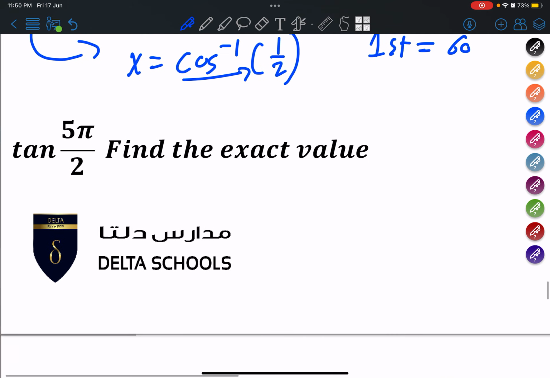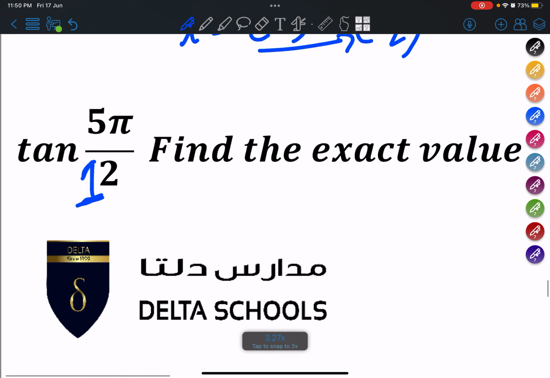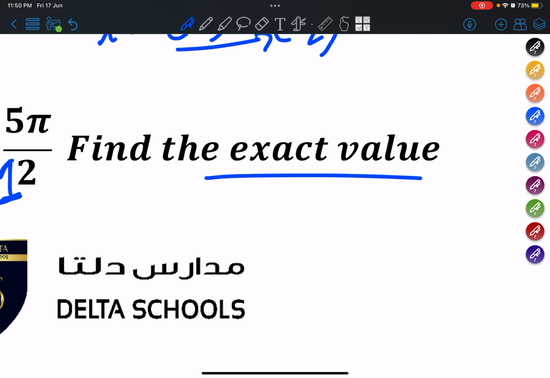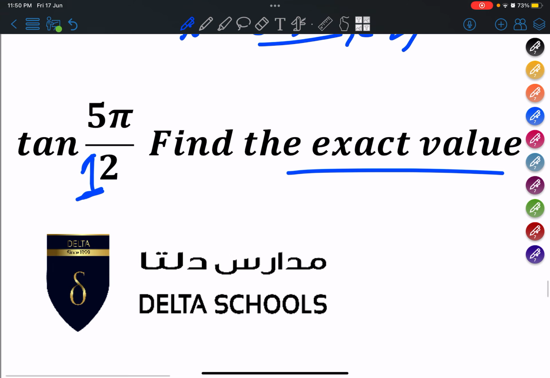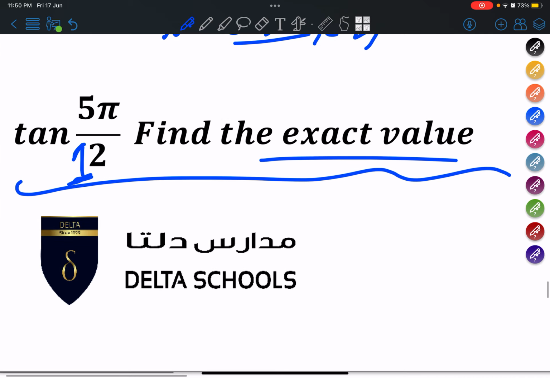Okay, so what is tan 5 pi over 12? There should be a 1 here. There's another mistake. Find the exact value. So in order to do this question, we'll mainly use our calculator, but to some extent we'll have to show our work. And in order to solve this question, we'll have to solve it this way.